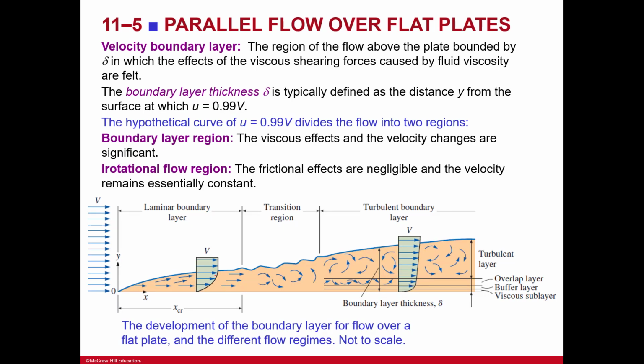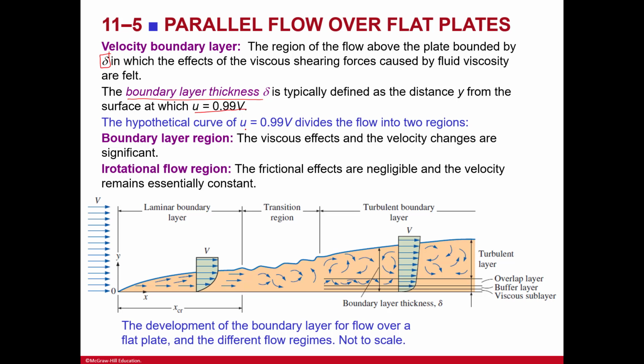So here, when we're talking about parallel flow over flat plates, the velocity boundary layer is the region of the flow above the plate bounded by this curve, in which the effects of the viscous shearing forces caused by fluid viscosity are felt. The boundary layer thickness here is typically defined as the distance y from the surface at which u equals 0.99 V.